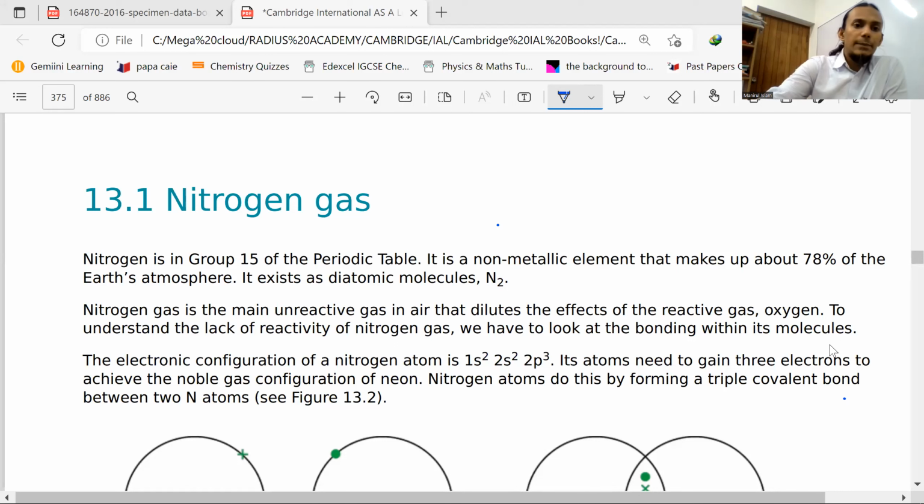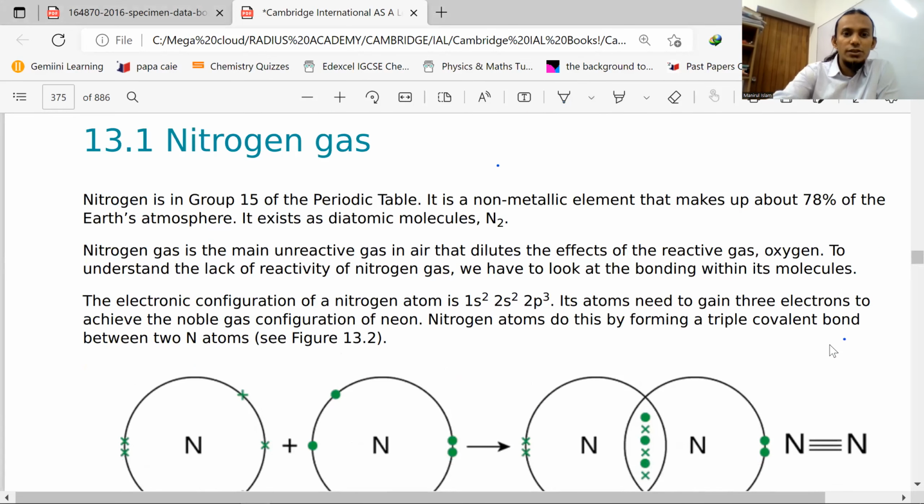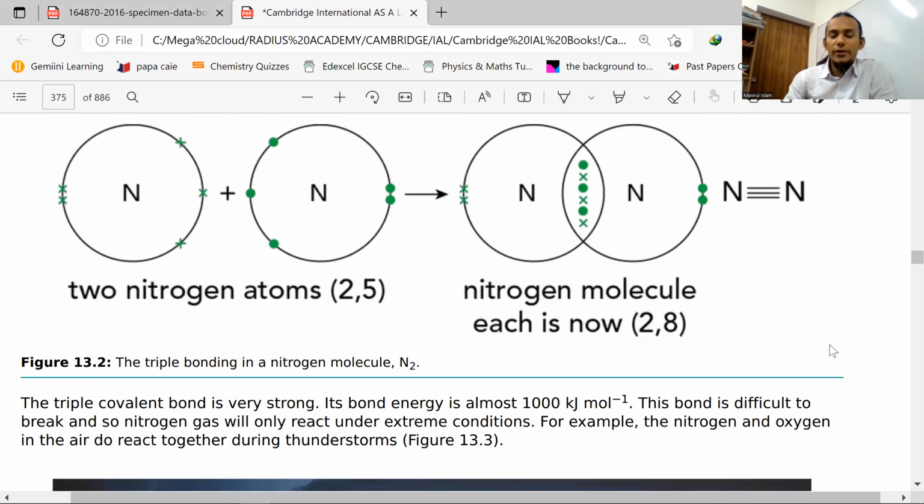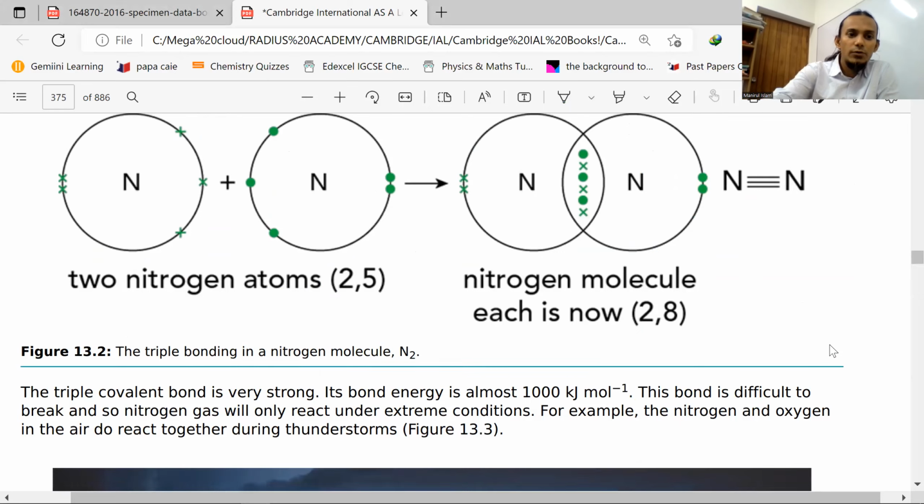Okay, we are starting chapter 13, nitrogen gas. What is the name of the chapter? Nitrogen, only nitrogen? Okay, nitrogen. Two nitrogen atoms joined together with a triple bond, right? Triple bond.